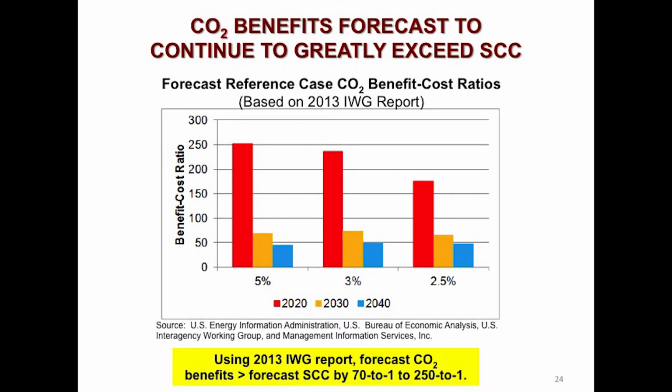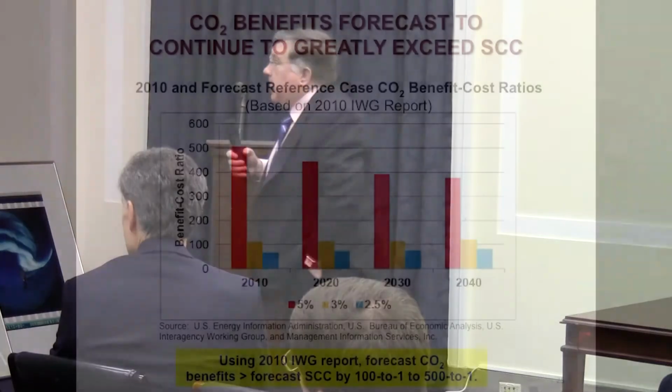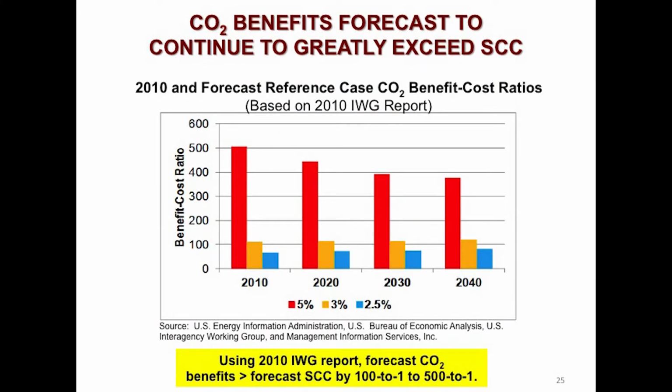All right, we use the same methodology to look at future benefit-cost ratios. Using the 2013 IWG report, forecast CO2 benefits exceed costs anywhere from 71 to 1 to 250 to 1. Again, orders of magnitude. Next slide. Using the 2010 IWG report, those benefit-cost ratios, again, are 100 to 1 up to 500 to 1. Again, orders of magnitude. Next slide.